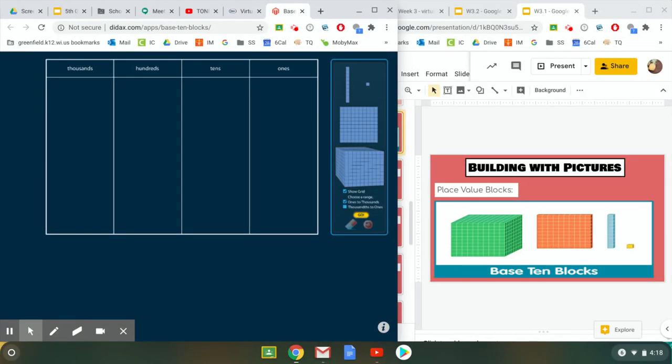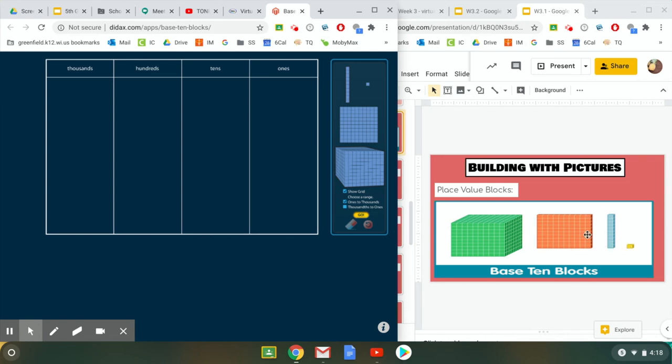Right, welcome back. We're going to be dealing with place value blocks. So these are the three place value blocks. We're just going to start by talking about what each one means. This little square is worth 1. This stick is worth 10 ones. So in the stick there are 10 one cubes.